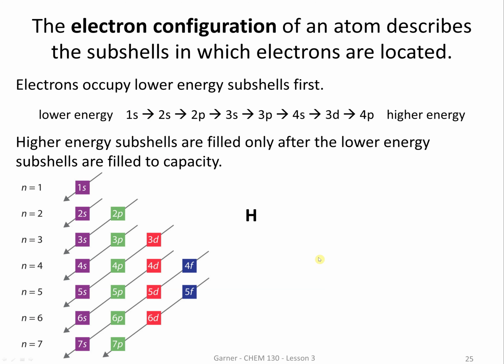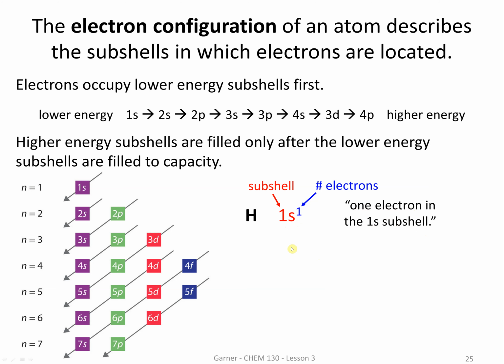The notation that we're going to use to show this looks something like this. We're going to show the subshell symbol, so 1s, and then we're going to follow it with a superscript showing the number of electrons that are found within that subshell. So the electron configuration for hydrogen would be 1s1, indicating that there's 1 electron that's found in the 1s subshell.